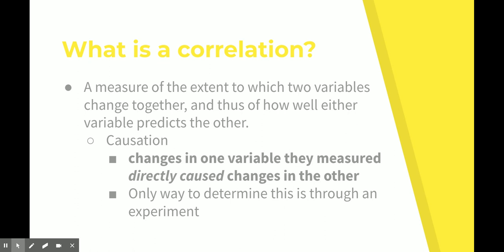Okay, and one thing I'm going to say over and over again, the only type of research methodology that allows you to determine causation is an experiment. If there's any sort of survey, a case study, a naturalistic observation, anything like that, they cannot tell cause and effect.